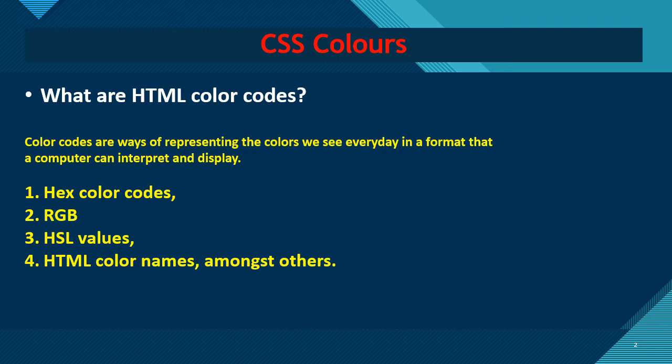Now, what are HTML color codes? HTML color codes are ways of representing the colors we see every day in a format that a computer can interpret and display. Commonly used in websites and other software applications, there are a variety of formats including hex color codes, RGB and HSL values, and HTML color names amongst others.